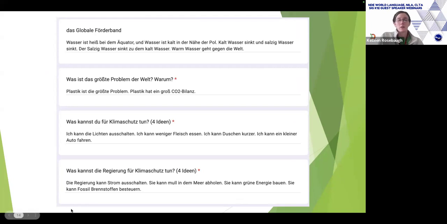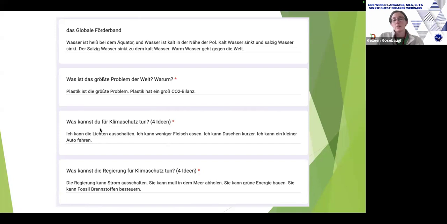With some of the other things that we're looking at, we learn about how global currents work as part of ecology. They get to pick what they think is the biggest problem in the world. I don't necessarily care which one they pick, as long as they talk about it and give suggestions.